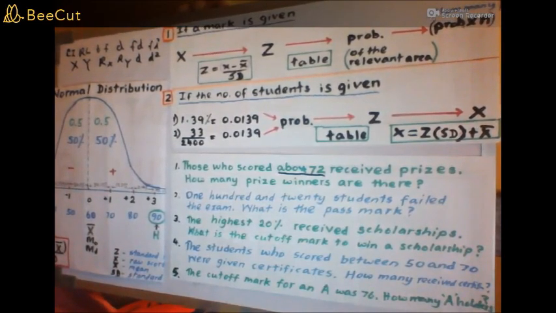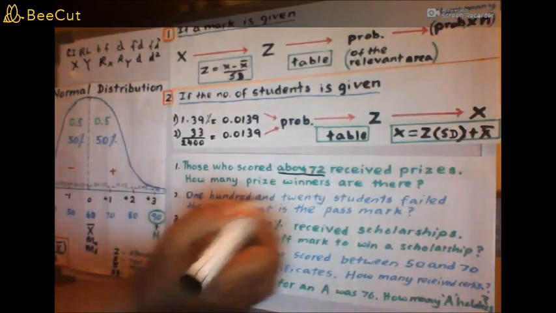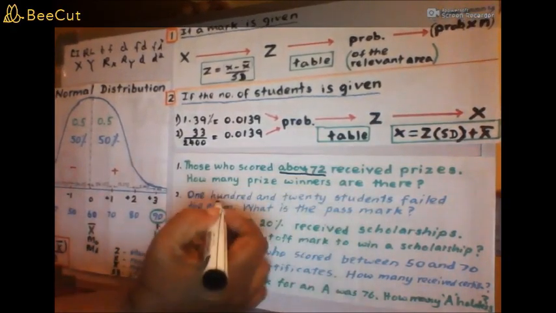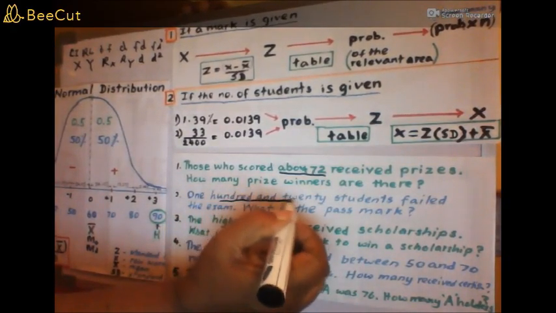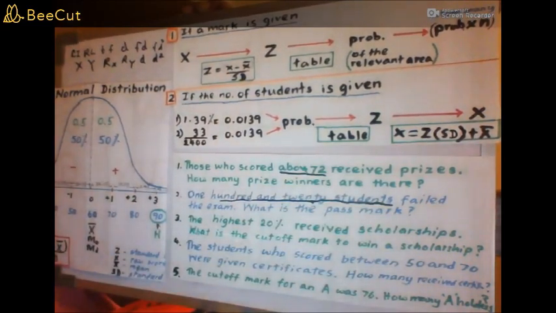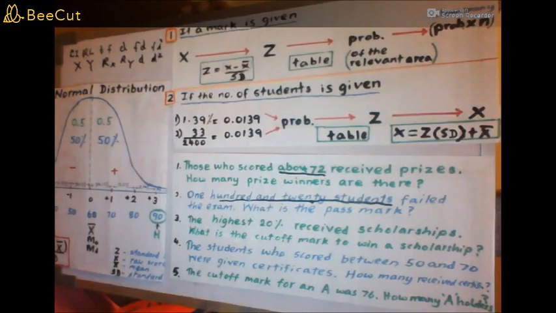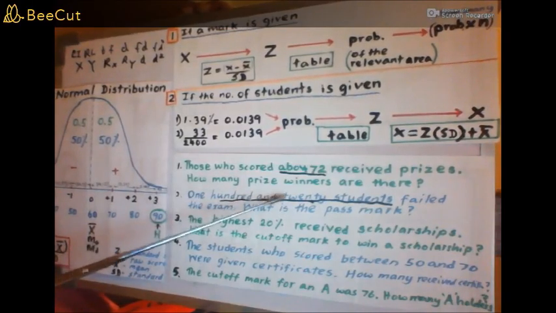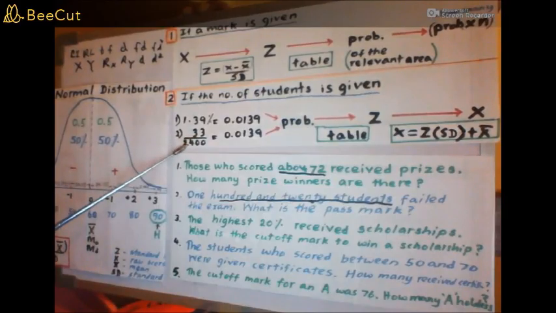Second one, 120 students failed the exam. What is the pass mark? So what is given there? 120 students. Underline this, right? So what is that? The mark or the students? The students. So which route? 1 or 2? 2. If the number of students is given, 120 like this, not as a percentage, right? 120 out of 2,400.